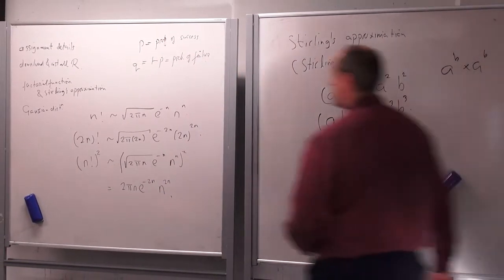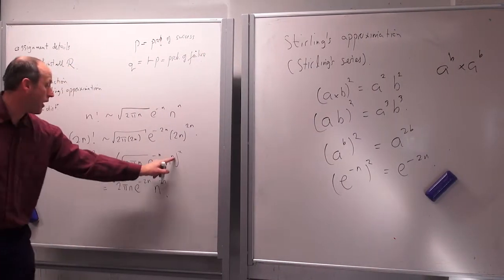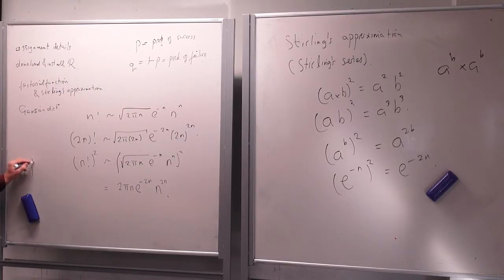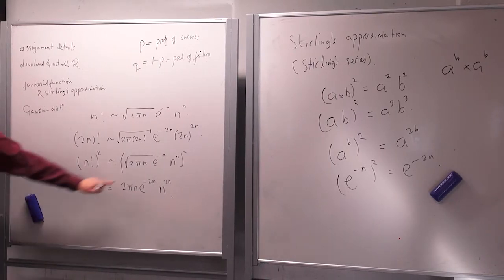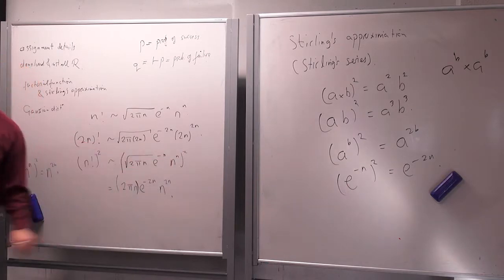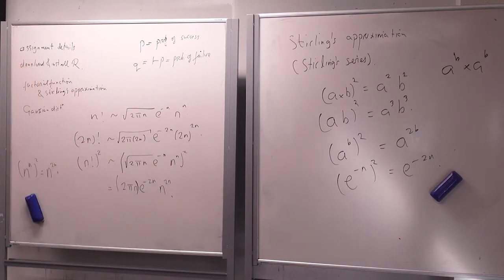Also, to get from here, this is n to the power n squared. That's just n to the power 2n. There you go. That's all that is. And why is it 2 pi n, not square root of 2 pi n? It's because I'm squaring a square root to get back to where I started.